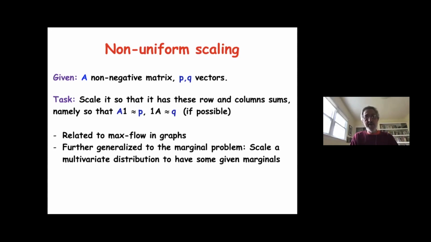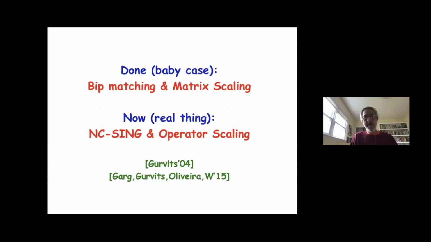So we may talk about this later, but I just want to say that the same algorithm works and converges fast, and that's simple. So now I want to talk about the real problem, and the real problem is this non-commutative singularity, which you can think of as a generalization of bipartite matching, and an operator scaling algorithm, which is a generalization of the matrix scaling.